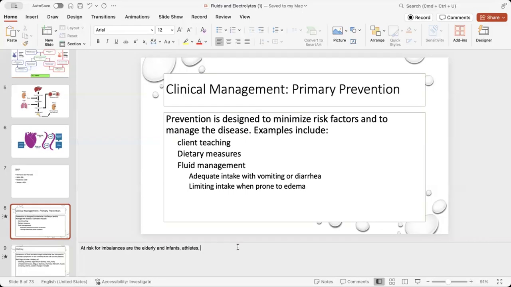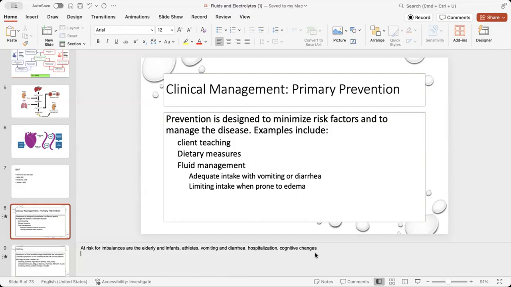Are you at risk for fluid and electrolyte imbalance? Anybody ever had the stomach flu? Anybody party too hard the night before, woke up a little dehydrated? Are you at risk for fluid and electrolyte imbalances? How about people in the hospital? Are they at risk? How about elderly, I'm talking about elderly, with cognitive changes? Are we all at risk? Yes. Okay. Prevention is key.